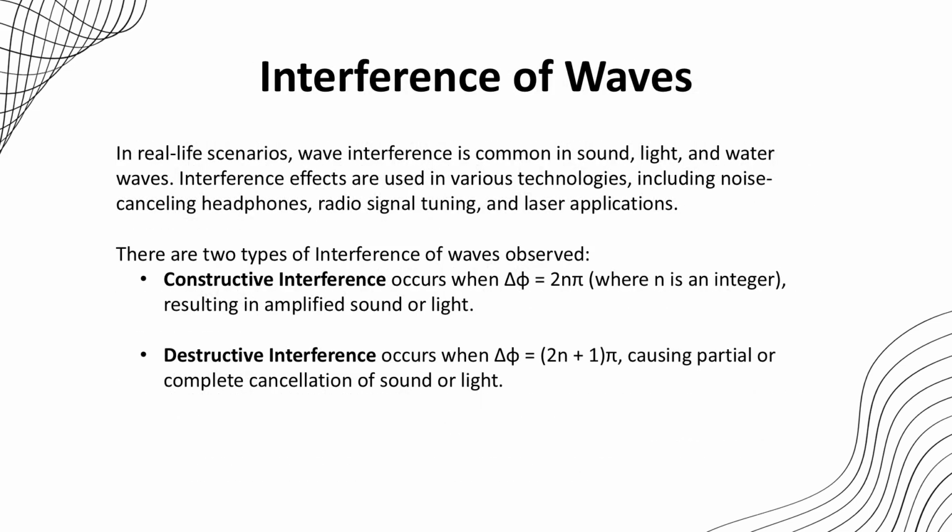In real-life scenarios, wave interference is common in sound, light, and water waves. Interference effects are used in various technologies, including noise-canceling headphones, radio signal tuning, and laser applications. Constructive interference occurs when delta phi equals 2n pi, where n is an integer, resulting in amplified sound or light. Destructive interference occurs when delta phi equals (2n plus 1) pi, causing partial or complete cancellation of sound or light.